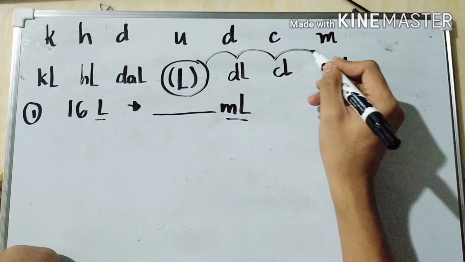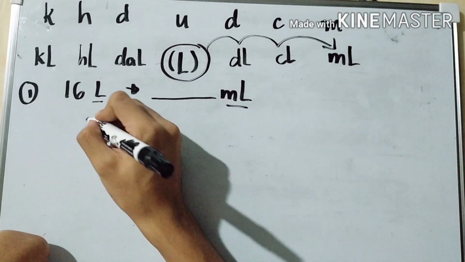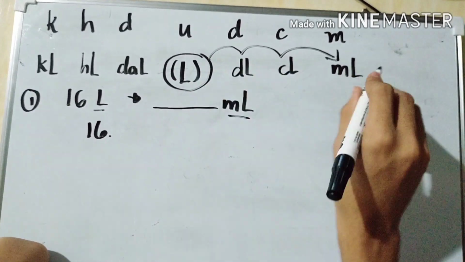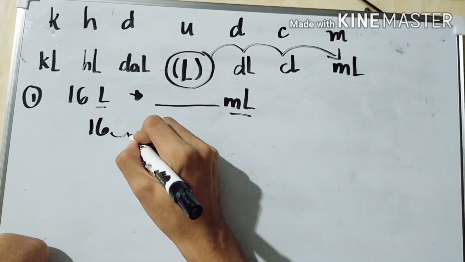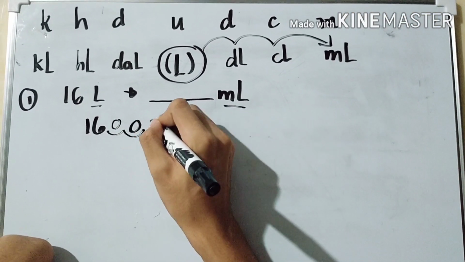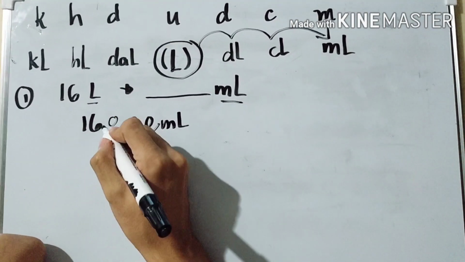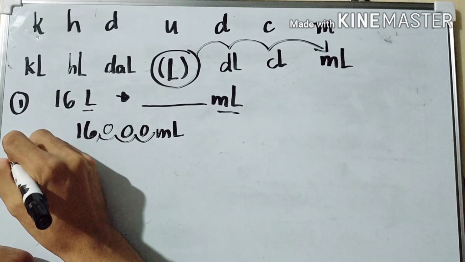1, 2, 3. So 3 units to the right. 16, nasa ng decimal point na dito sa dulo. 3 units to the right. 1, 2, 3, 1, 2, 3 ml. So 16 liter is equivalent to 16,000 milliliter.